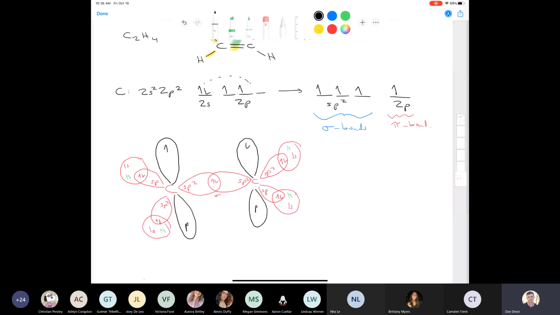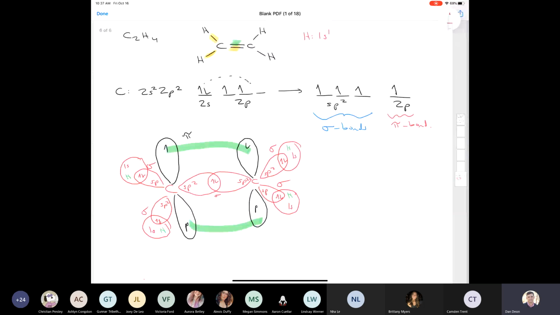Now, I can't draw it. I'm not a good enough artist to show those connecting to make a good looking pi bond, but I can draw a line like this to show you that they do connect, or they are touching, and that is the pi bond. So again, I have 1 sigma bond here. I have another sigma here, here, here, here. So I have a total of 1, 2, 3, 4, 5 sigmas and 1 pi bond. And that is the orbital overlap diagram for ethylene.